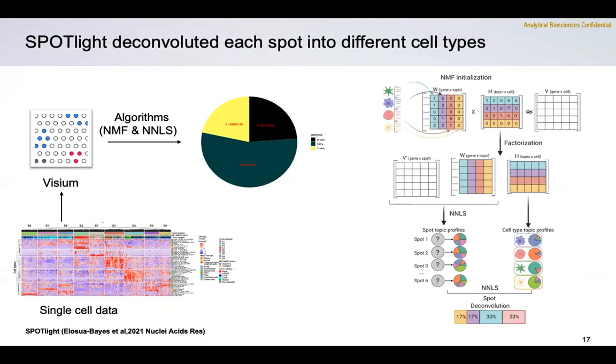Going back to SPOTlight for deconvolution, as I said, SPOTlight requires a well-annotated single-cell data set as a reference to deconvolute the Visium spots. It works based on 2 models, 2 algorithms. On the right is the figure from the SPOTlight paper, and it shows step by step how it works. In general, in one step, it defines cell topic profiles based on the gene expression signature from the single cell. In the next step, it optimizes the proportion of different cell types that fit within each spot.